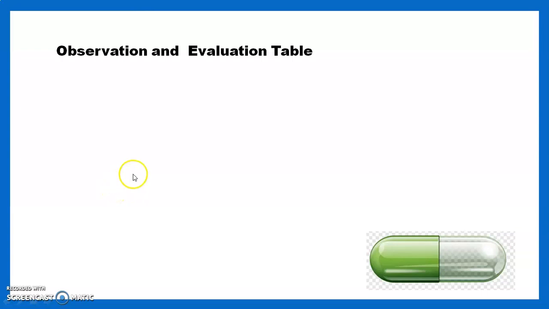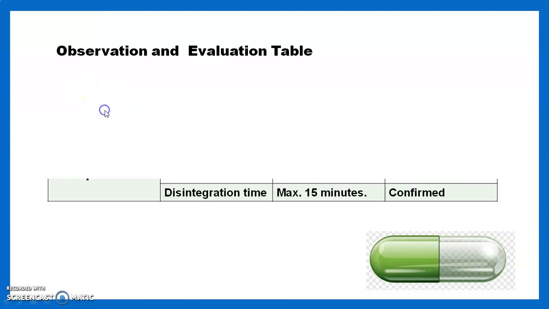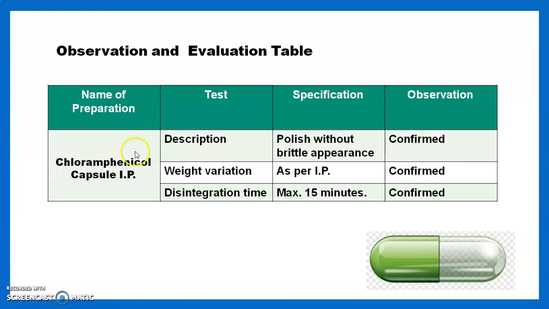After going through the stepwise procedure, we move toward the observation and evaluation table. The observation and evaluation table contains name of preparation, test, specification and observation. Name of our preparation, chloramphenicol capsule IP. Its test is description. Specification, we polish without brittle appearance and it's confirmed. Weight variation as per IP, we can perform it and confirm it. Disintegration time is maximum 15 minutes. We also confirm that test.